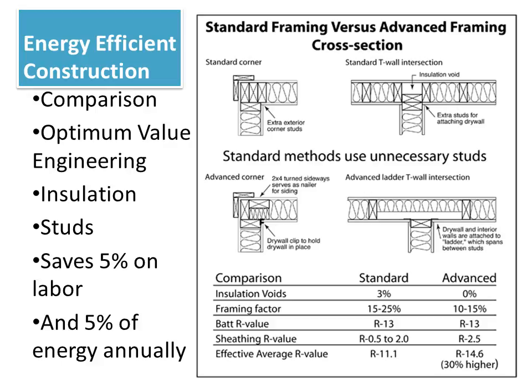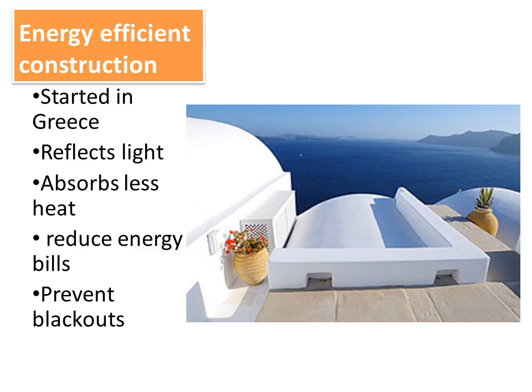This type of house framing is called optimum value engineering. It increases the amount of insulation and reduces the amount of studs as compared to standard techniques. This next picture shows a cool roof that reflects light to absorb less heat, keeping your home cooler.